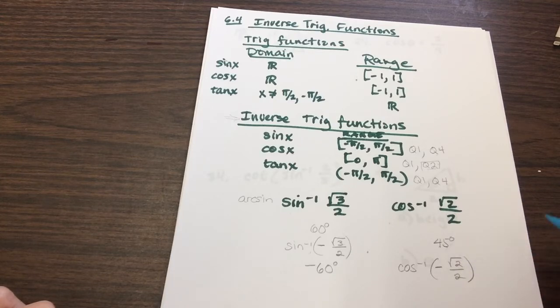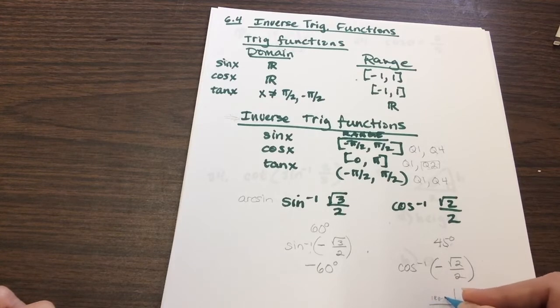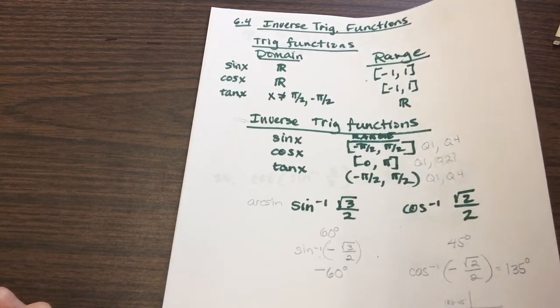Well, if I'm going to figure that out, I'm just going back to this x-axis thing, and I'm doing 180 minus 45. So 180 minus 45 is going to equal 135 degrees. Okay? Let's keep going.